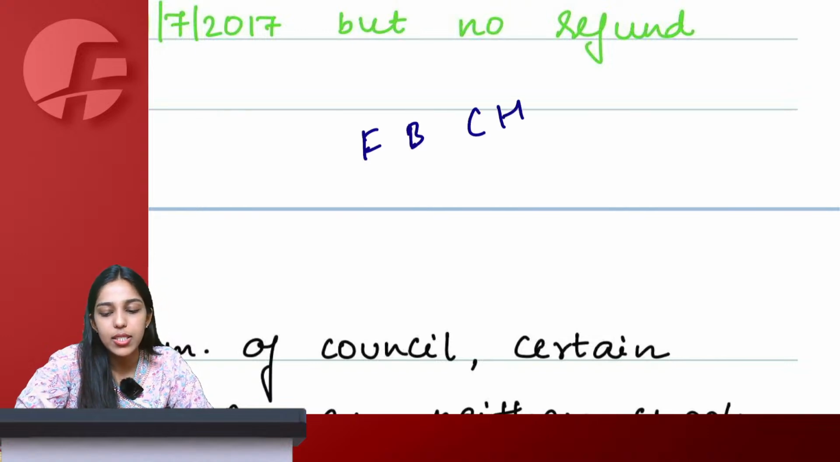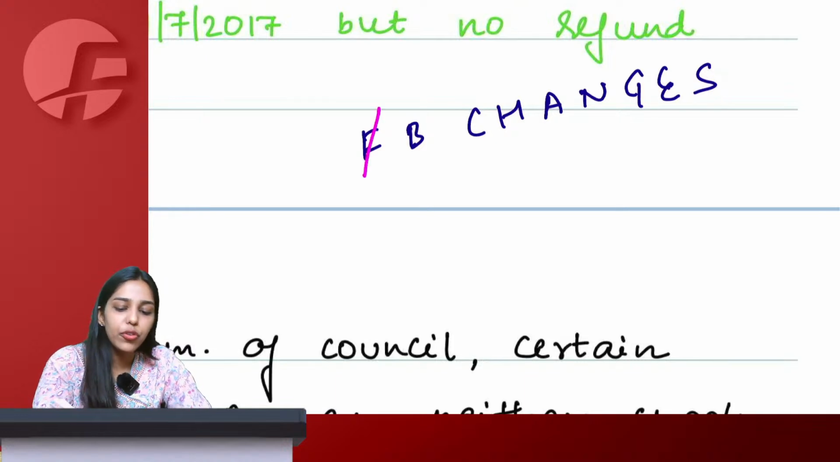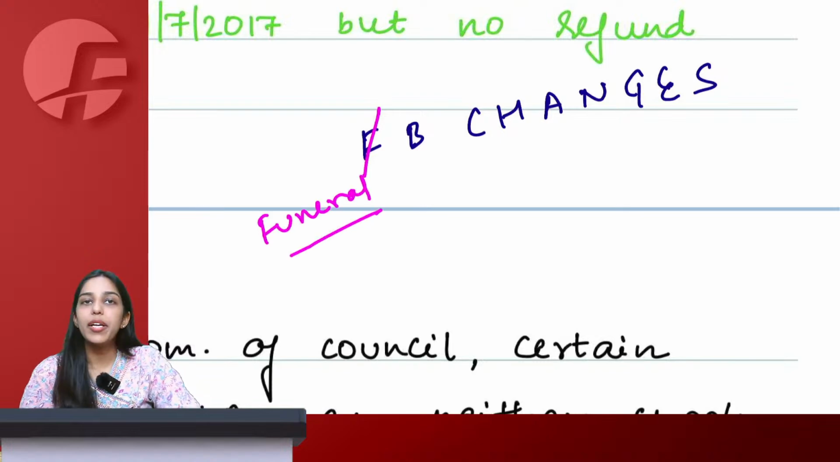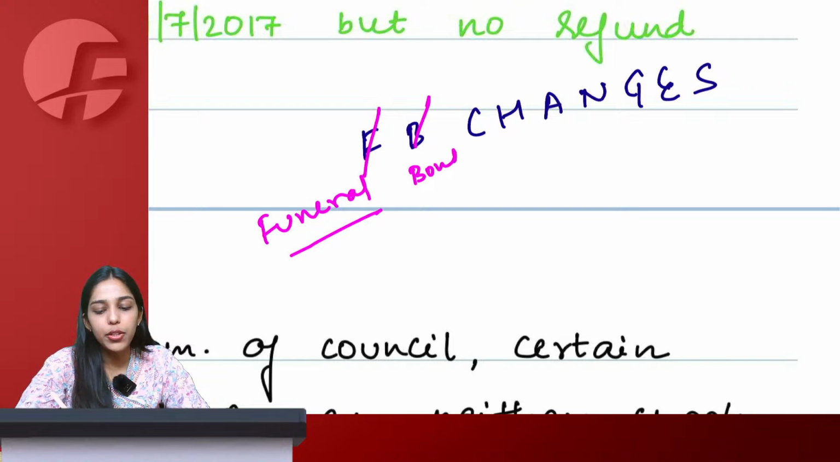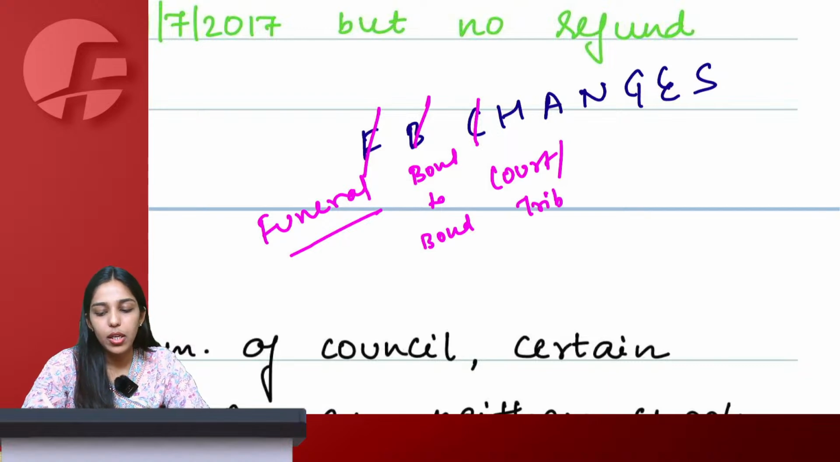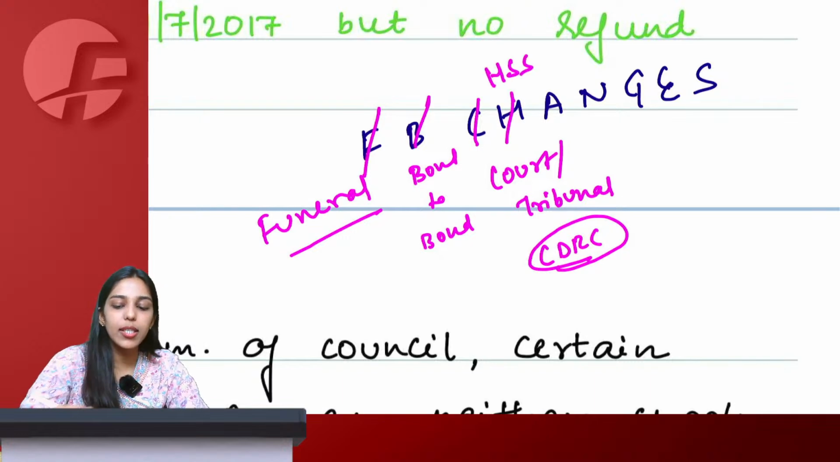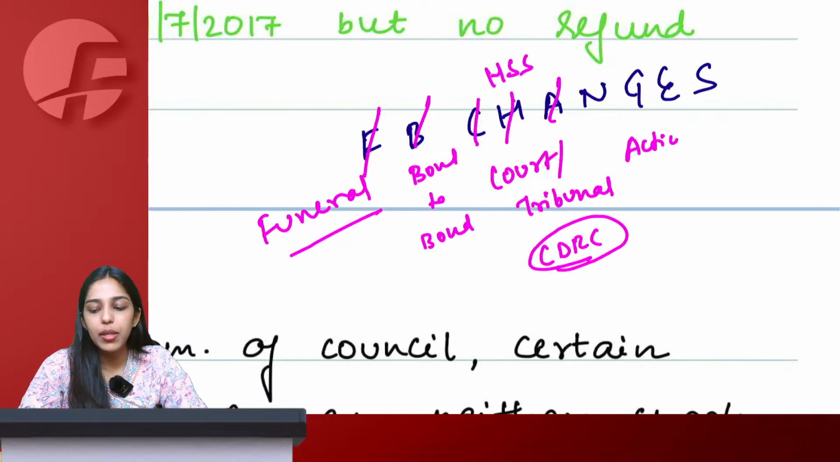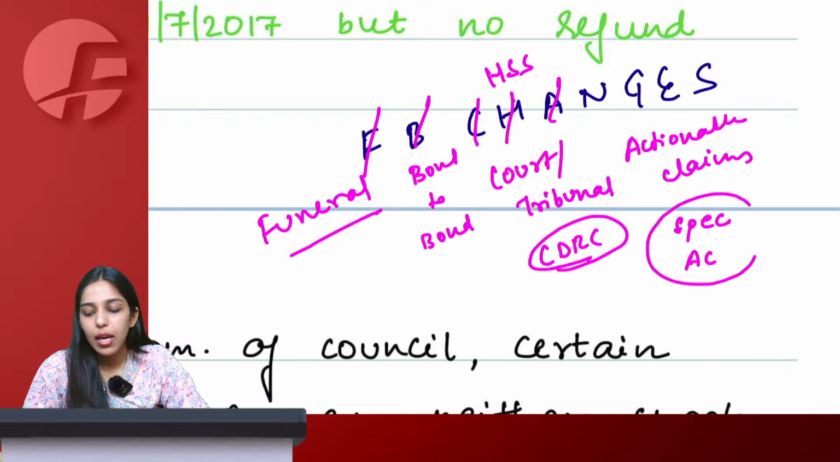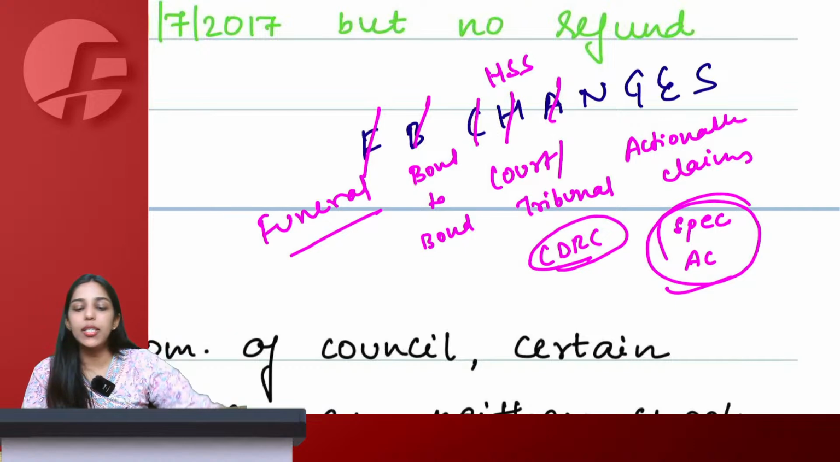Negative list under GST, FB changes. One word: Funeral, mortuary, burial, crematorium, including transportation of deceased. You have to write, you've not come to my wedding. B, Bond to bond transfer. C, Court or tribunal, which also includes Consumer Dispute Redressal Commission. H, High sea sale. A, Actionable claims, but other than specified actionable claims, means specified actionable claims are taxable. Other than that, any other actionable claims fall under the negative list.